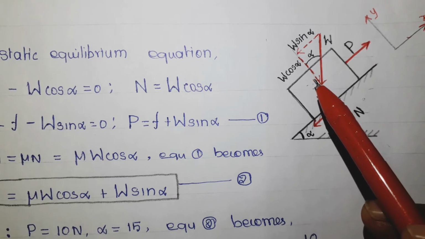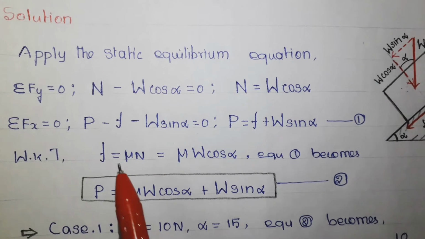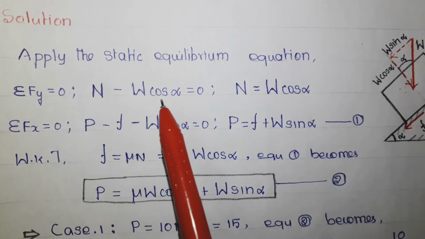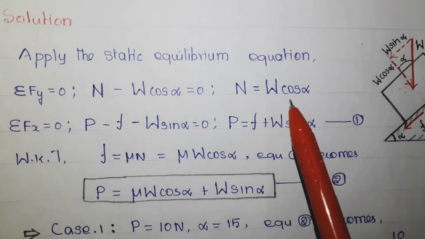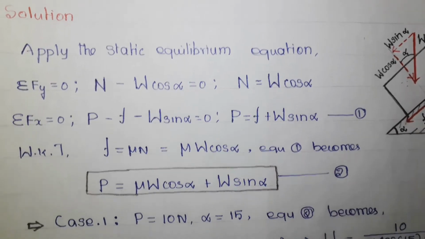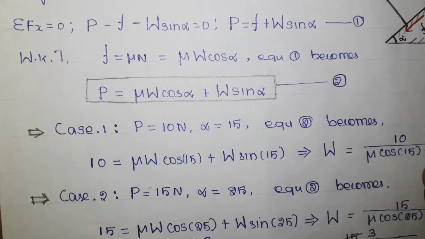So this is negative whereas this is positive. So this is what here also taken, N minus W cos alpha equal to 0, and now N equal to W cos alpha.